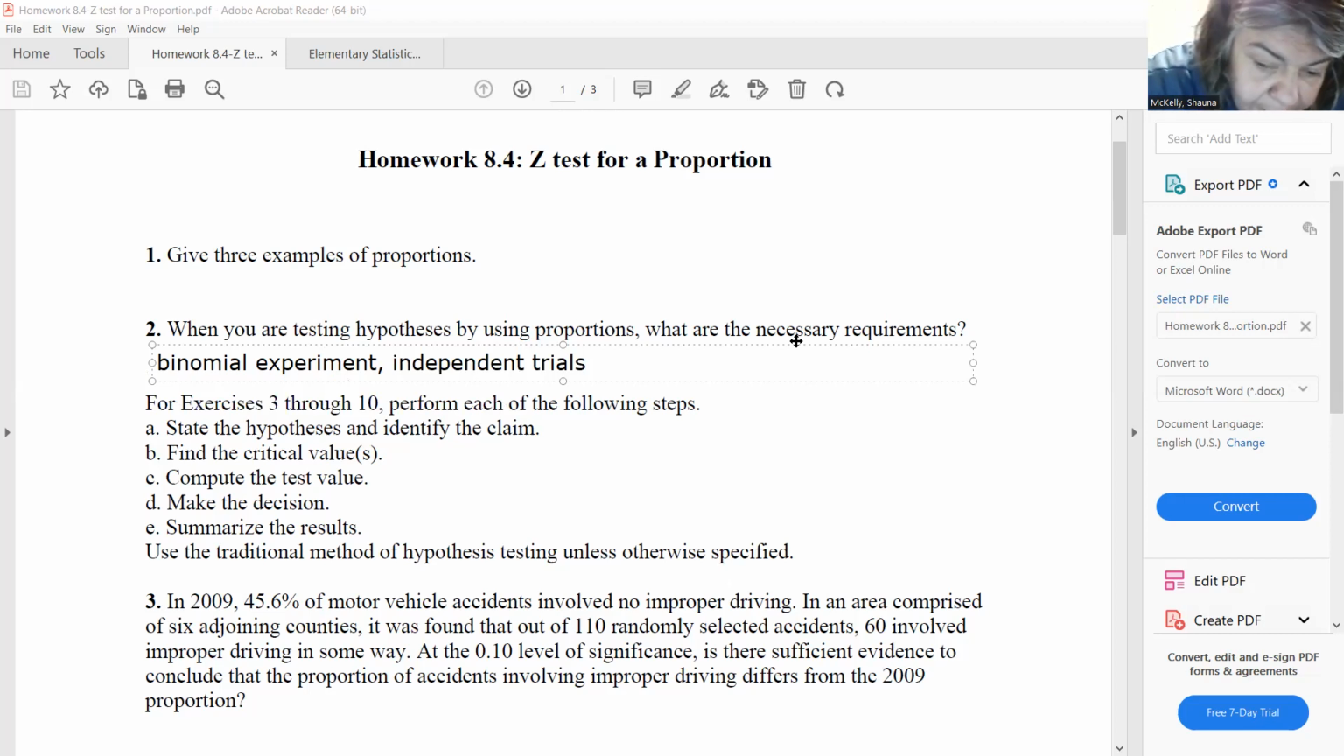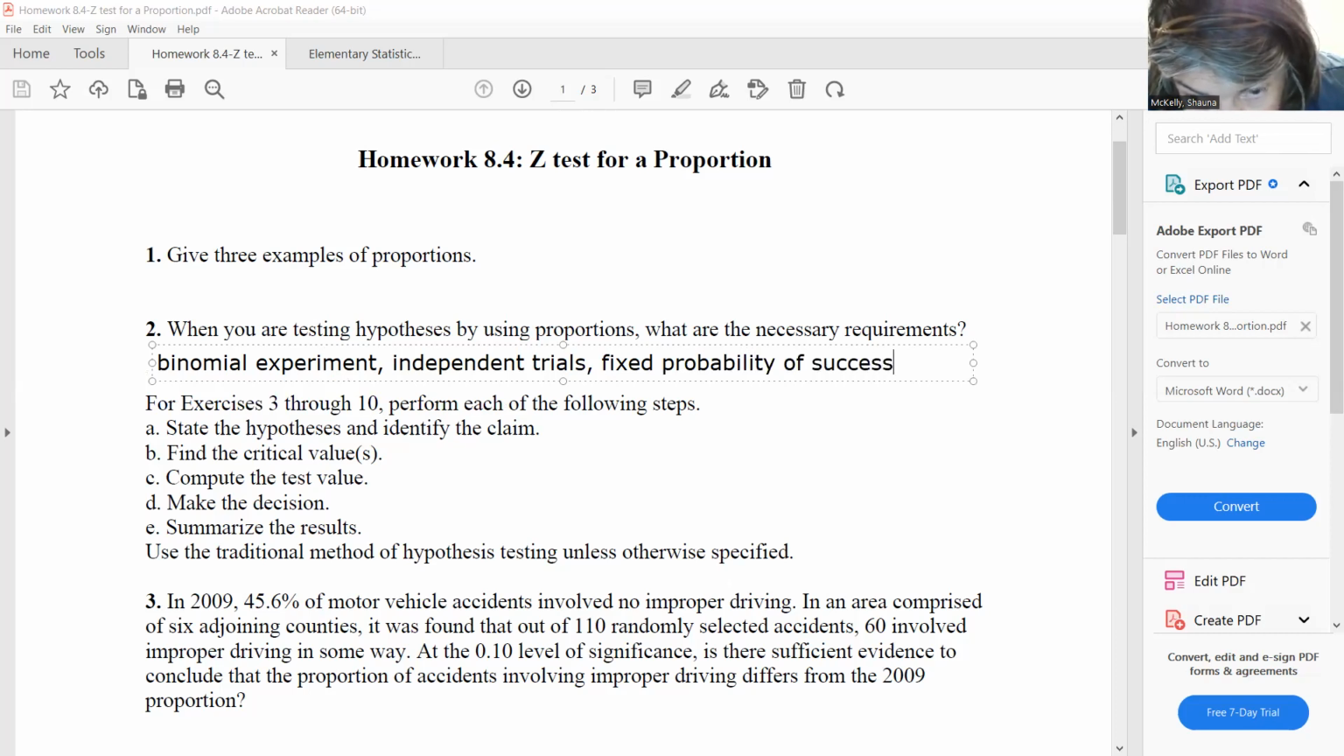Okay, you have to have a fixed probability of success. Those are all underlying a binomial experiment. These are all underlying that.